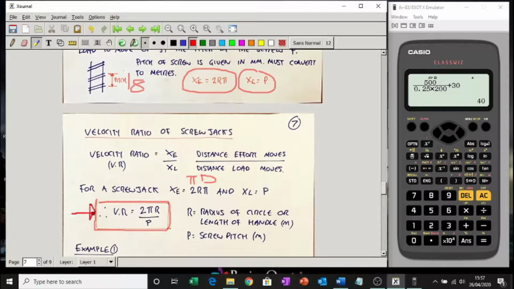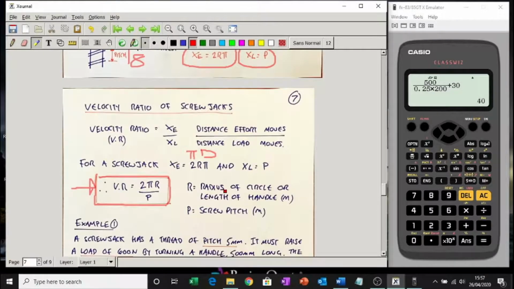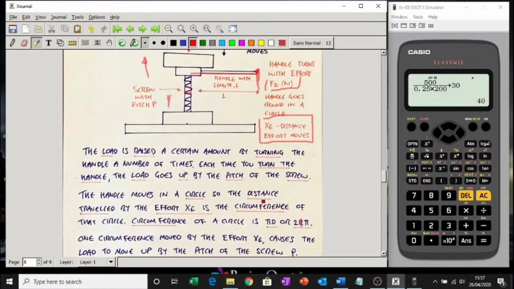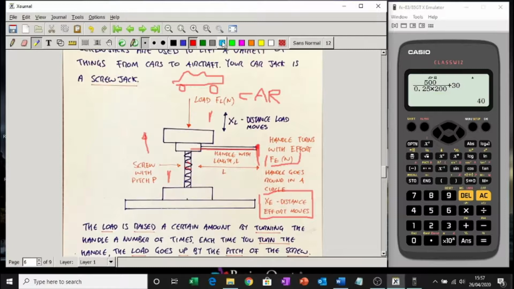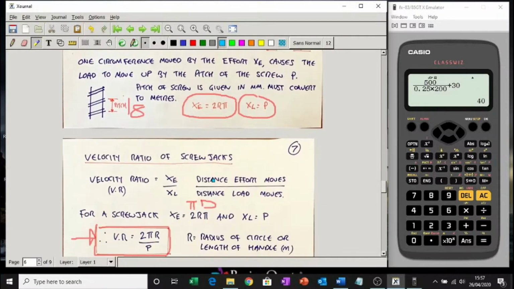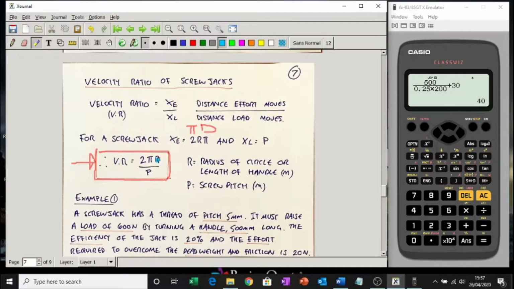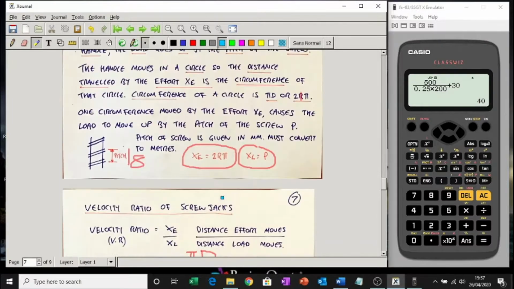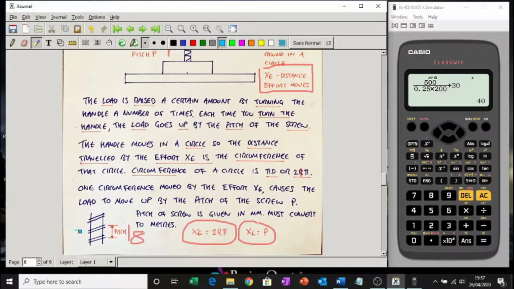That's all you need to know, really. R will be the radius of the circle, or the length of the handle. Whatever length this here is, this is the radius of our circle. That's the length we'll use. And P is just the pitch of the screw, which is whatever this here is, in meters.